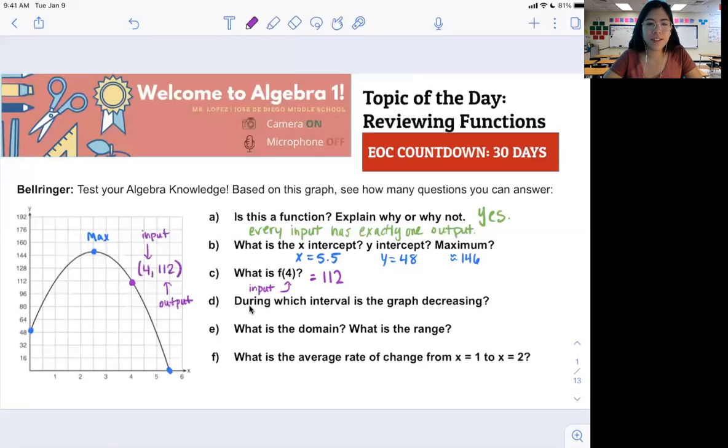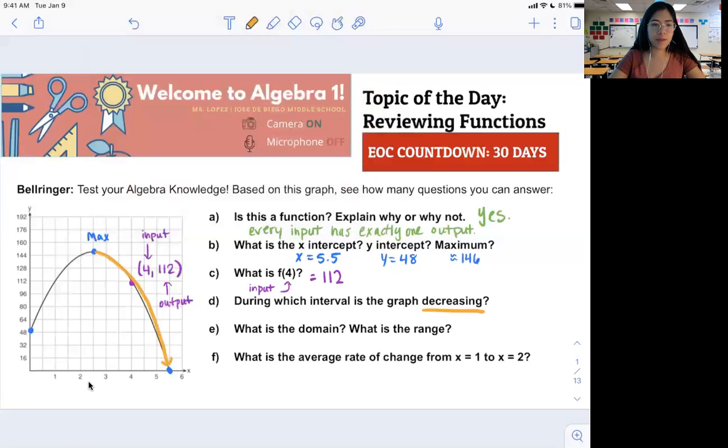Okay. D, during which interval is the graph decreasing? Anyone think they got that one? During which interval is the graph decreasing? Ooh, Lauren, I think Lauren's the one who's got it. Yes. So when is the graph decreasing? That would be from the maximum to the x-intercept. This portion of the graph is the portion where it's decreasing.